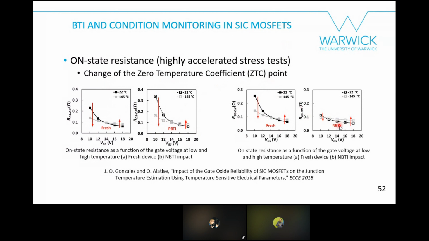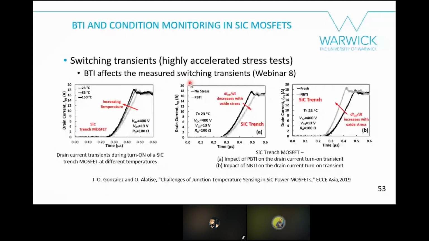With negative stress, you have the same, around 14 volts, and you can see that the shift was highly accelerated stress of the ZTC. Now it's a very low ZTC, around 11 volts, and the temperature sensitivity has also changed. So the threshold voltage shift caused by BTI is moving your calibration curves all over the place.